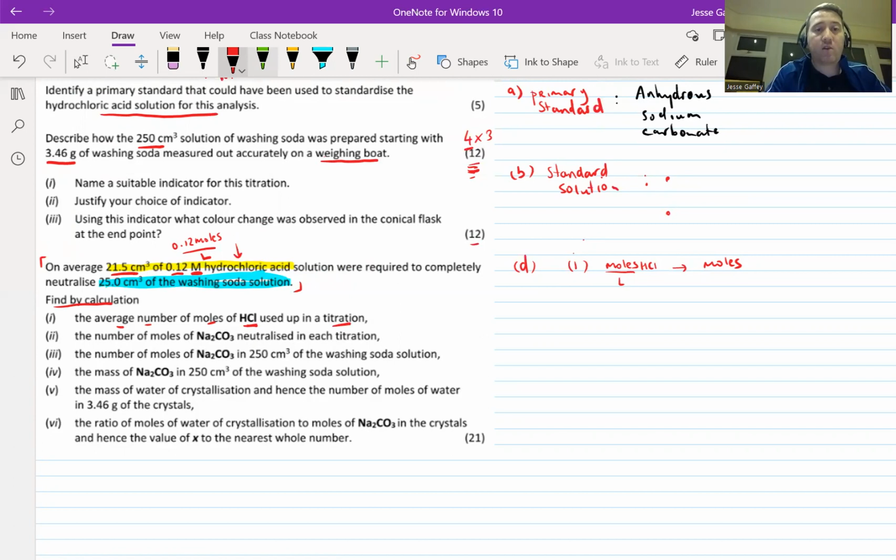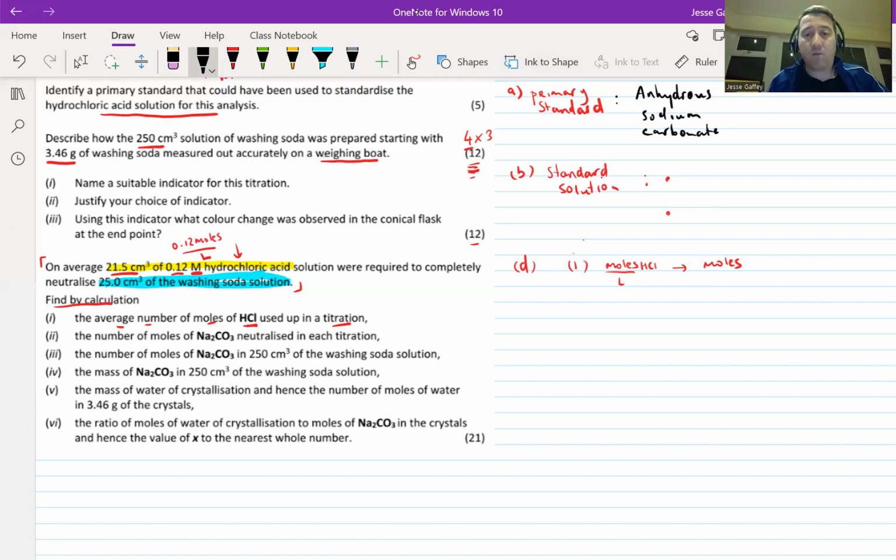All right, first of all, if we're stuck here, let me tell you what the answer is, because sometimes that can help give you confidence. The answer here to the first bit should be 0.00258 moles of HCl. So that's 0.00258. If you got that, well done. If not, maybe pause the video and have another go. See, can you work it out?